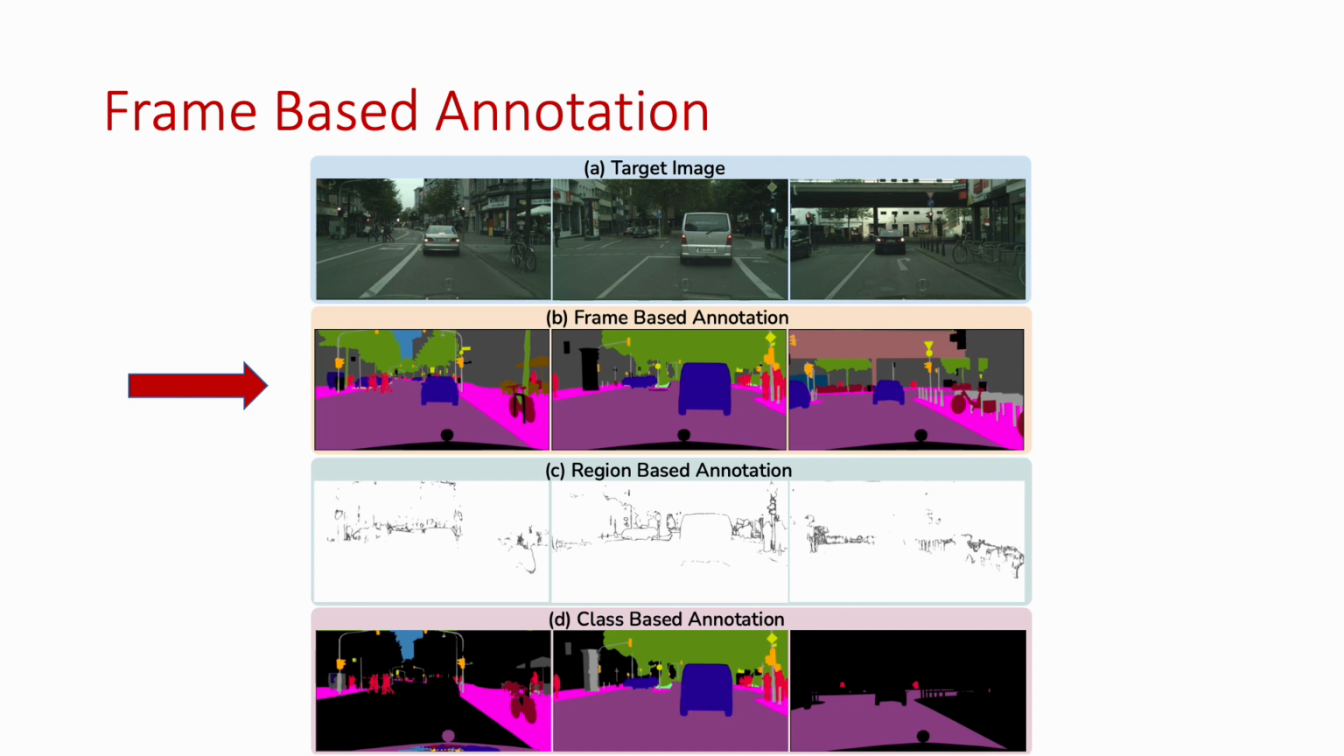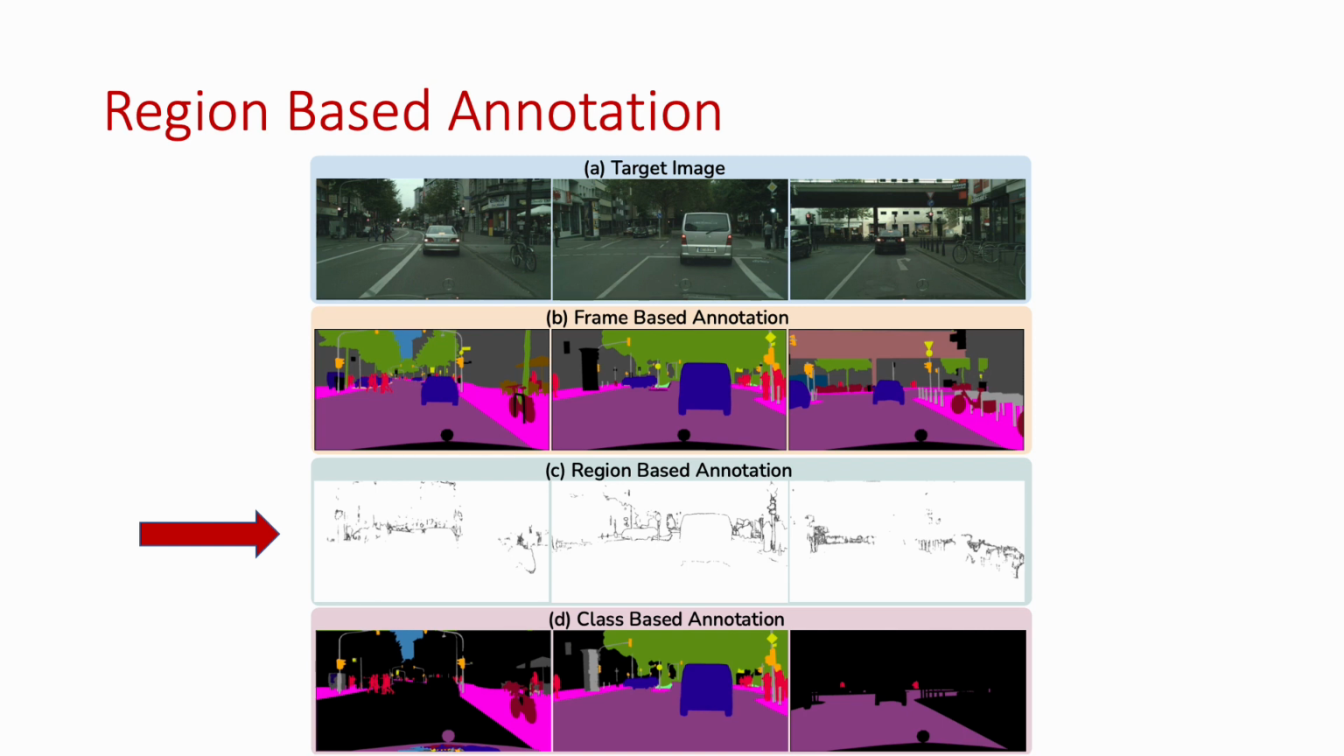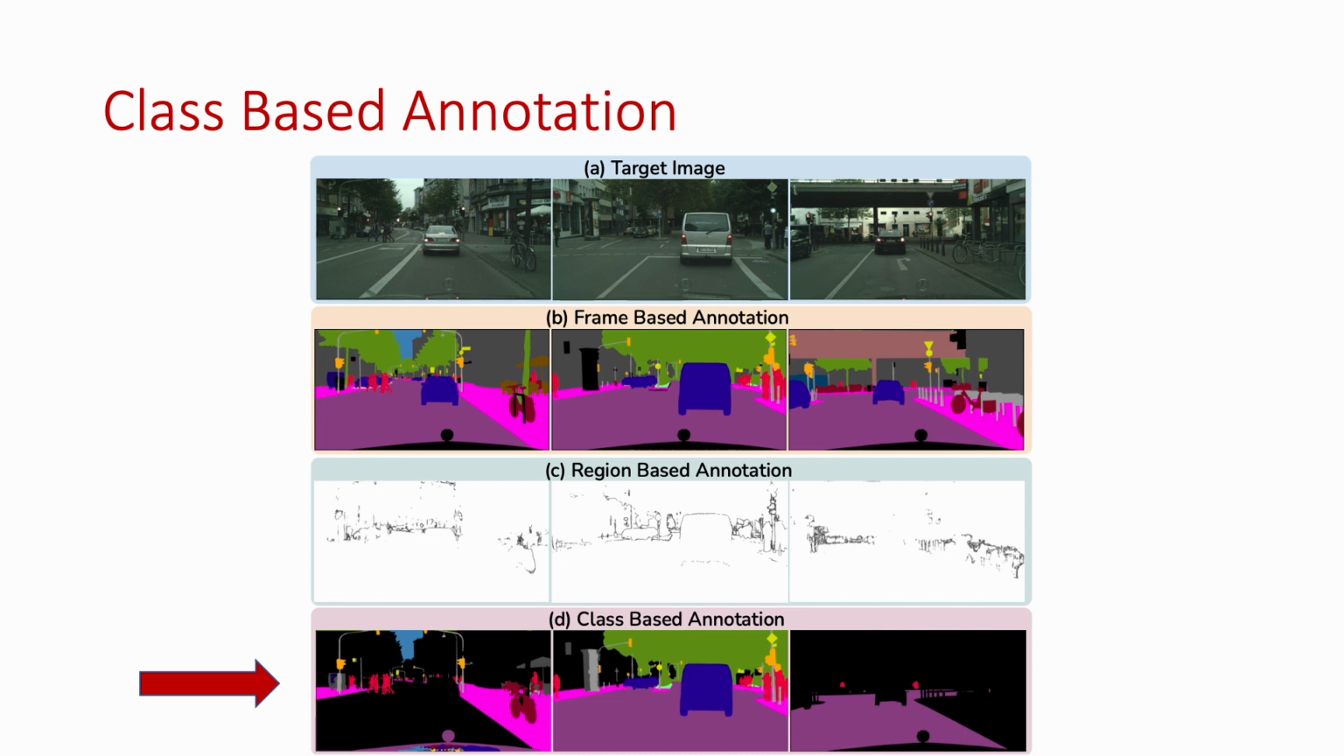There are two existing techniques for annotation. First, frame-based, where the entire selected frame is annotated, which leads to annotating redundant pixels and wasting annotation budget. Secondly, region-based selects arbitrary regions based on uncertainty in each image across the unlabeled pool, which are often tedious and challenging for a human to annotate.